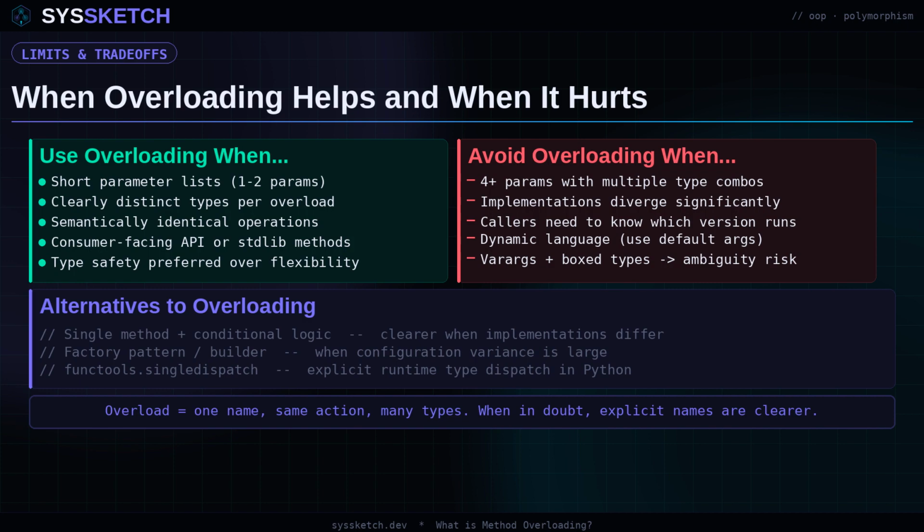The clearest rule: prefer overloading when signatures are short, parameter types are clearly distinct, and all versions do the same conceptual thing. When in doubt, a single method with explicit conditional logic or a factory pattern is often more readable.